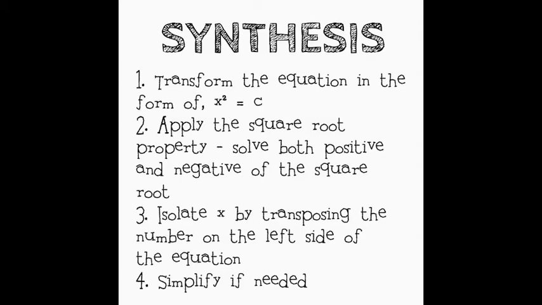Synthesis. Step 1. Transform the equation in the form of x squared equals c. Step 2. Apply the square root property. Solve for both positive and negative of the square root. Step 3. Isolate x by transposing the number on the left side of the equation. Step 4. Simplify if needed.